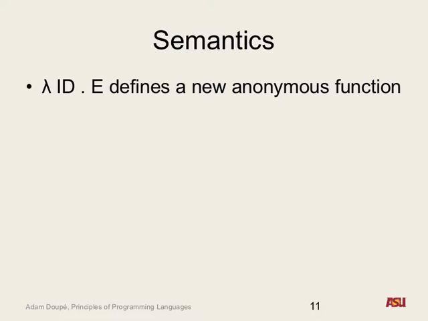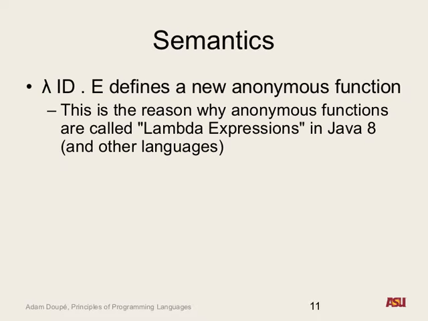As we said, lambda ID dot E defines a new anonymous function. This is why, in Java 8, anonymous functions are called lambda expressions. It comes directly from lambda calculus. Also in Python, when you define what they call a lambda function, an anonymous function with no name, you use the keyword lambda, and it comes directly from lambda calculus.